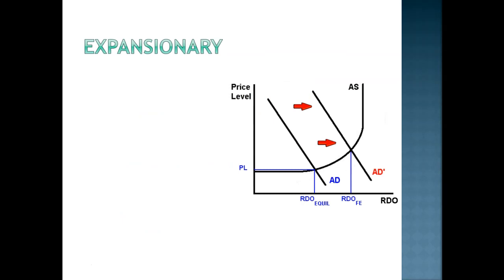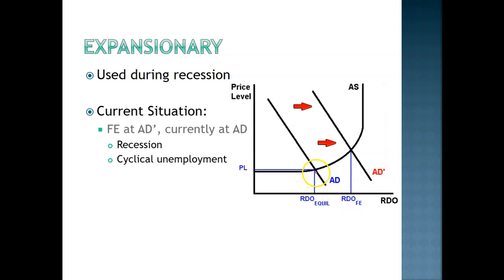So we're starting with discretionary or active fiscal policies. For expansionary, again, these are used during recession. So again, we're currently at the AD blue, and we want to be at full employment, which is going to be at AD prime, this red one right here. So we want to get to there.